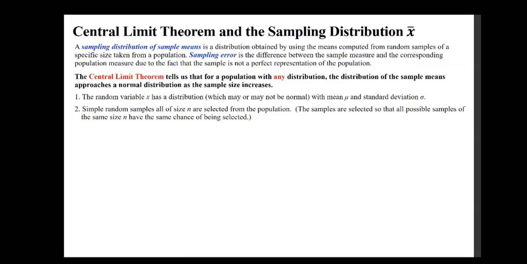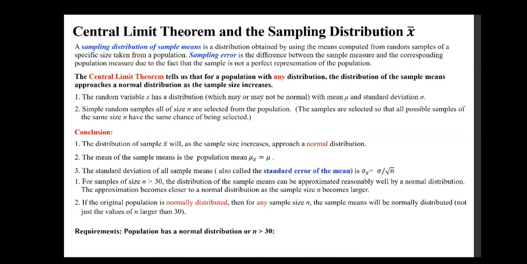1. The random variable x has a distribution which may or may not be normal with mean mu and standard deviation sigma. 2. The simple random samples of all size n are selected from the population. The samples are selected so that all possible samples of the same size n have the same chance of being selected. Conclusion: the distribution of sample x bar, as the sample size increases, approaches a normal distribution. The mean of the sample means is the population mean.